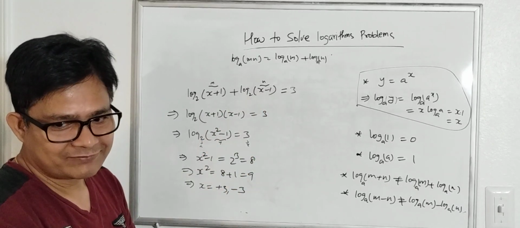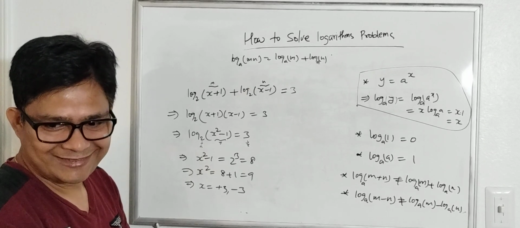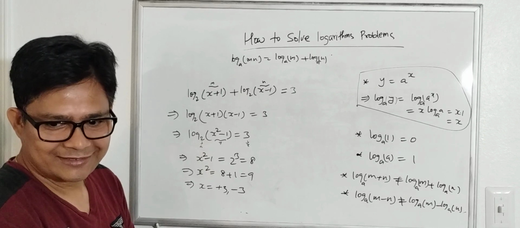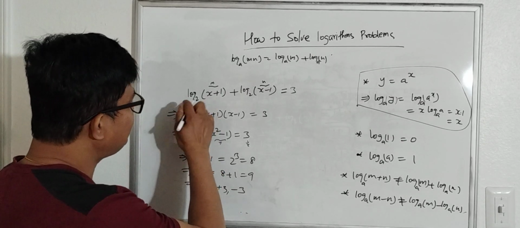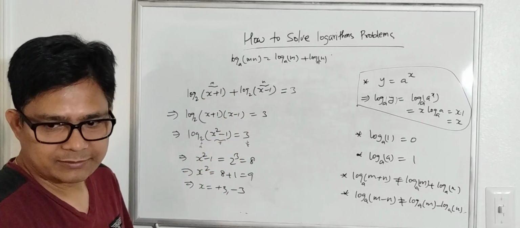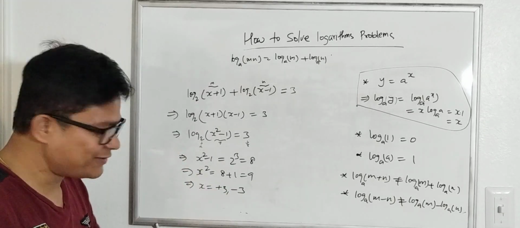And you remember from the class of log that it has to be a positive number, because log of a negative number is not defined. So if I use the -3 value here, I get this side undefined. Undefined plus undefined is equal to 3? No, it's not possible. So the only solution is 3, not -3.